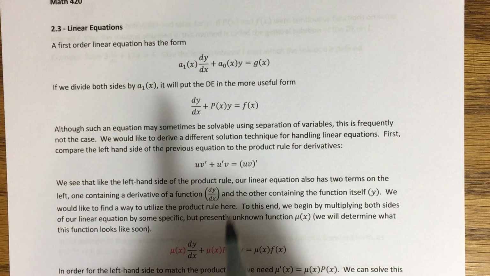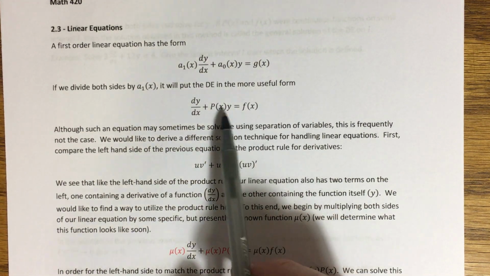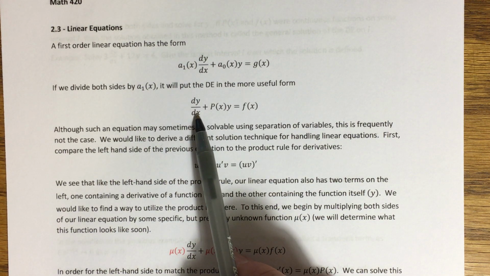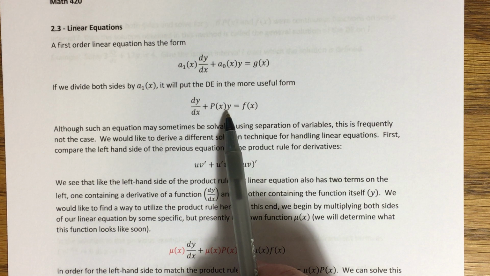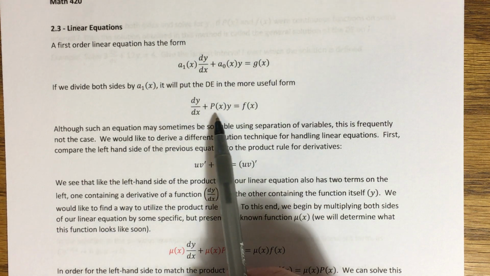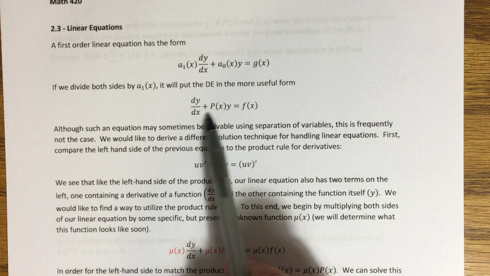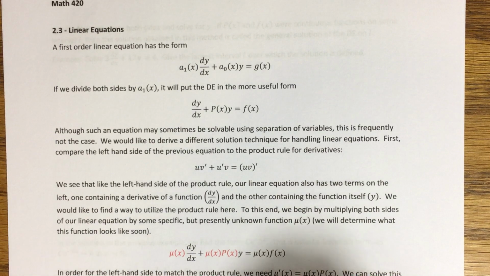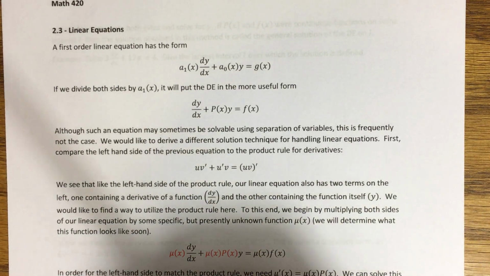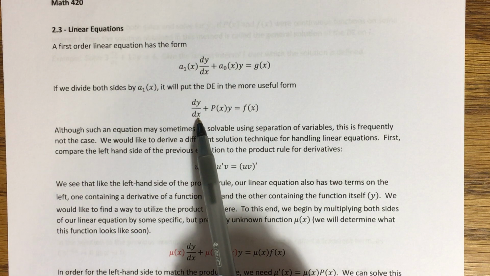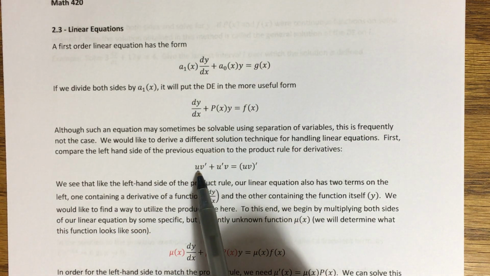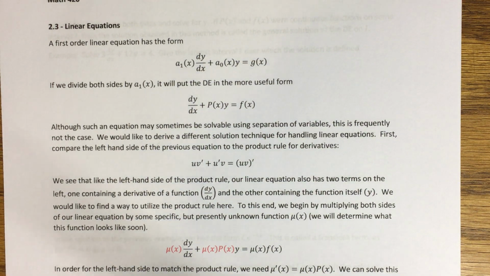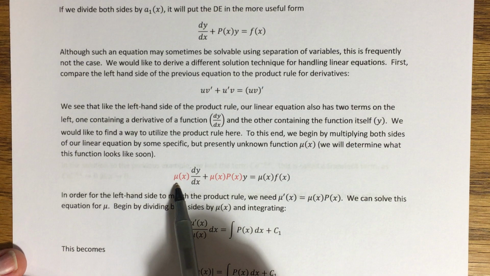Now compare that v to the y that's showing up here. We have two terms again on the left-hand side of this equation. One of the terms has the derivative of y. The other term involves just the y. So it doesn't exactly match up with the product rule, but it has some similarities that we might be able to utilize. The trick in this section is to try and force this left-hand side to fit with the left-hand side of our product rule, and we do that by multiplying by some function mu of x.